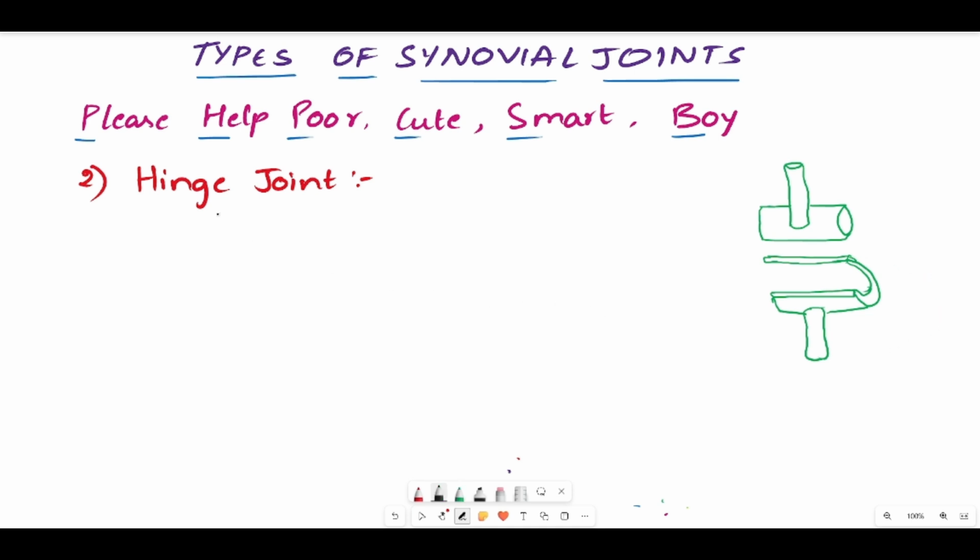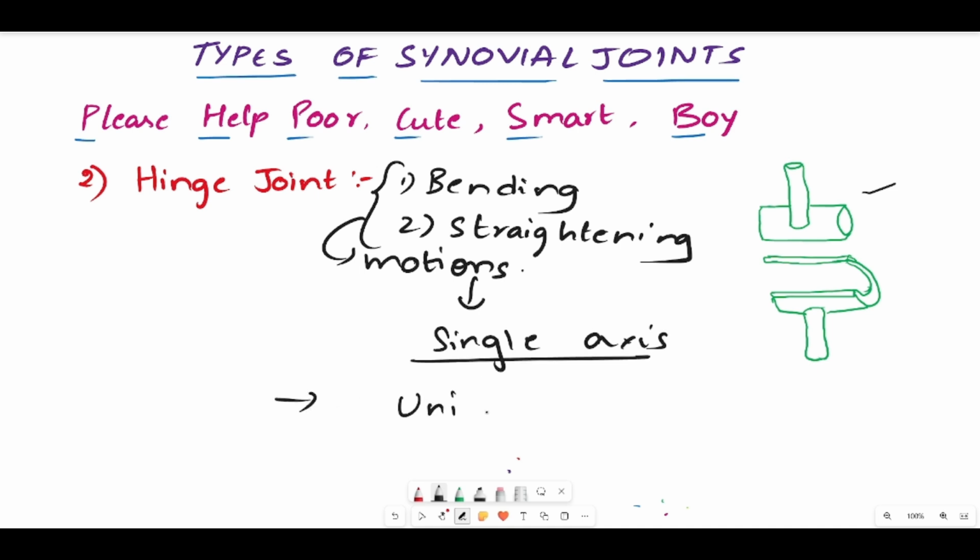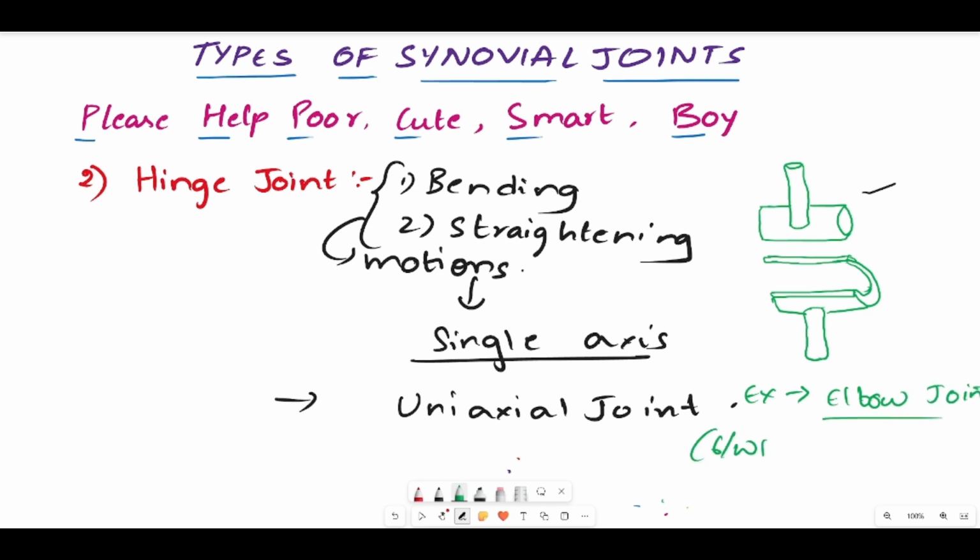So the second type of joint is called the hinge joint and it will look like this. Coming to the points under this, this will allow both bending and straightening motions, and that too through a single axis. That is the reason this is functionally classified as the uniaxial joint. Coming back to the examples, elbow joint. Elbow joint is between the humerus bone and the ulna bone. And some other examples include the knee joint or ankle joint.